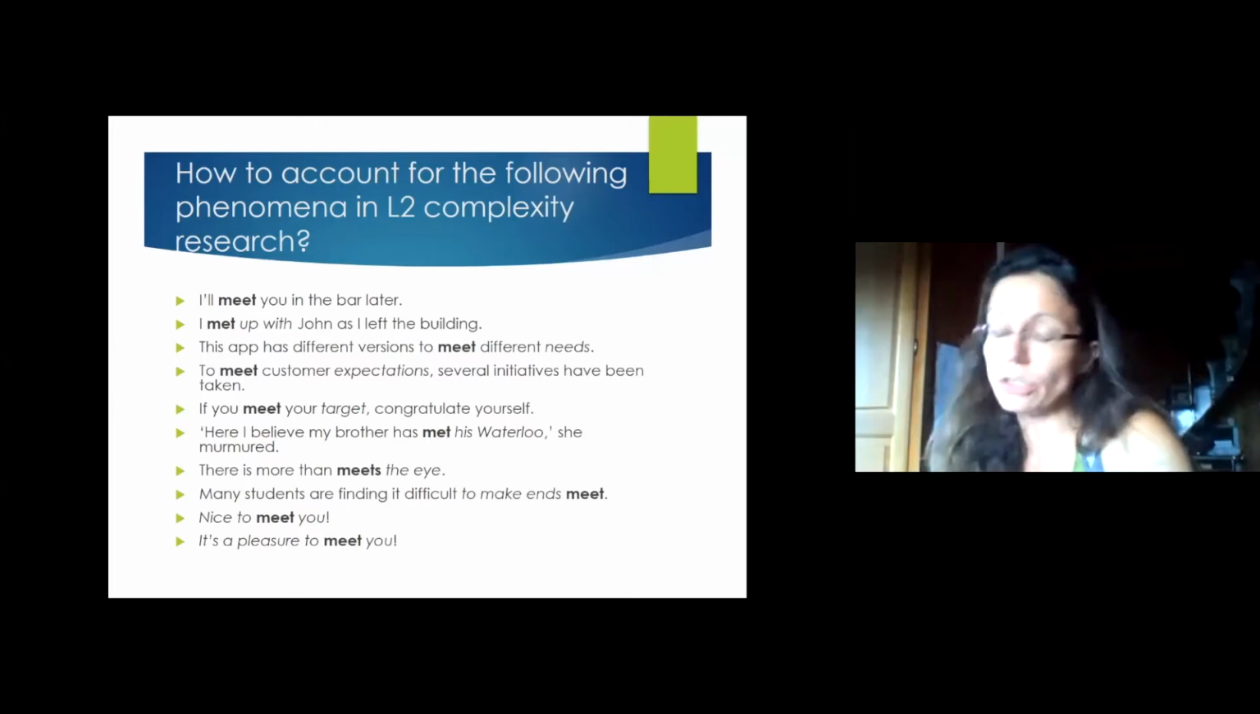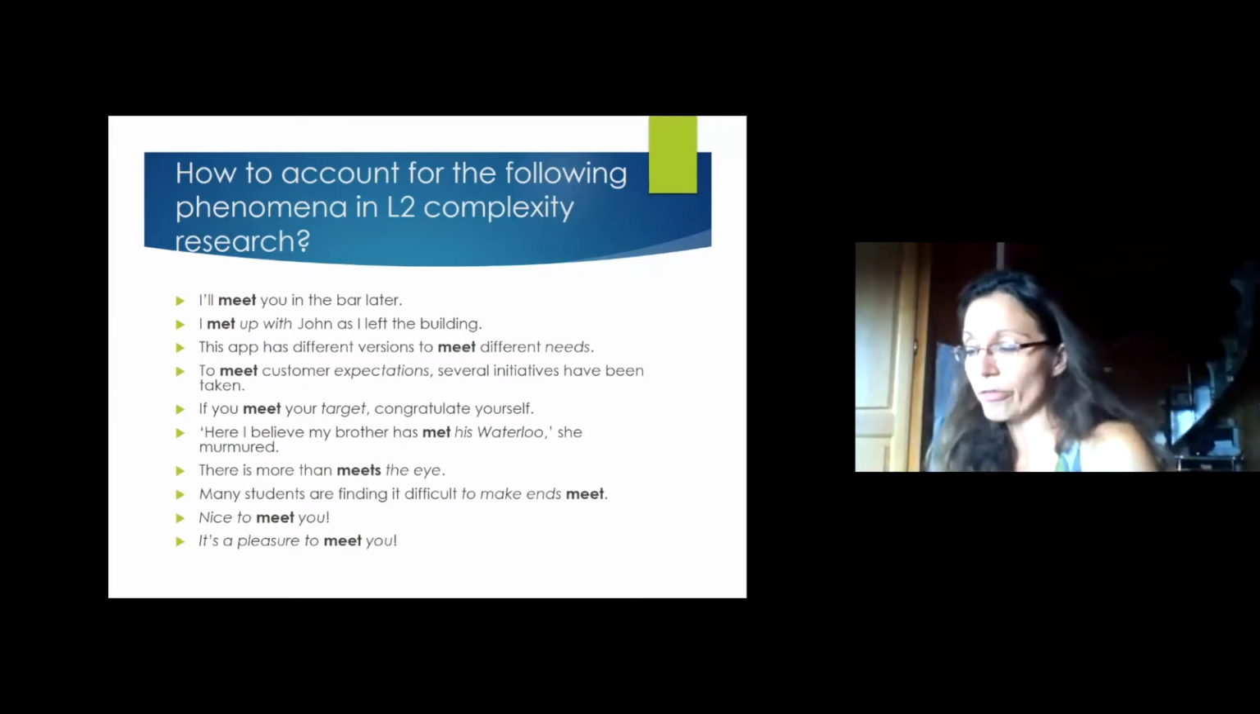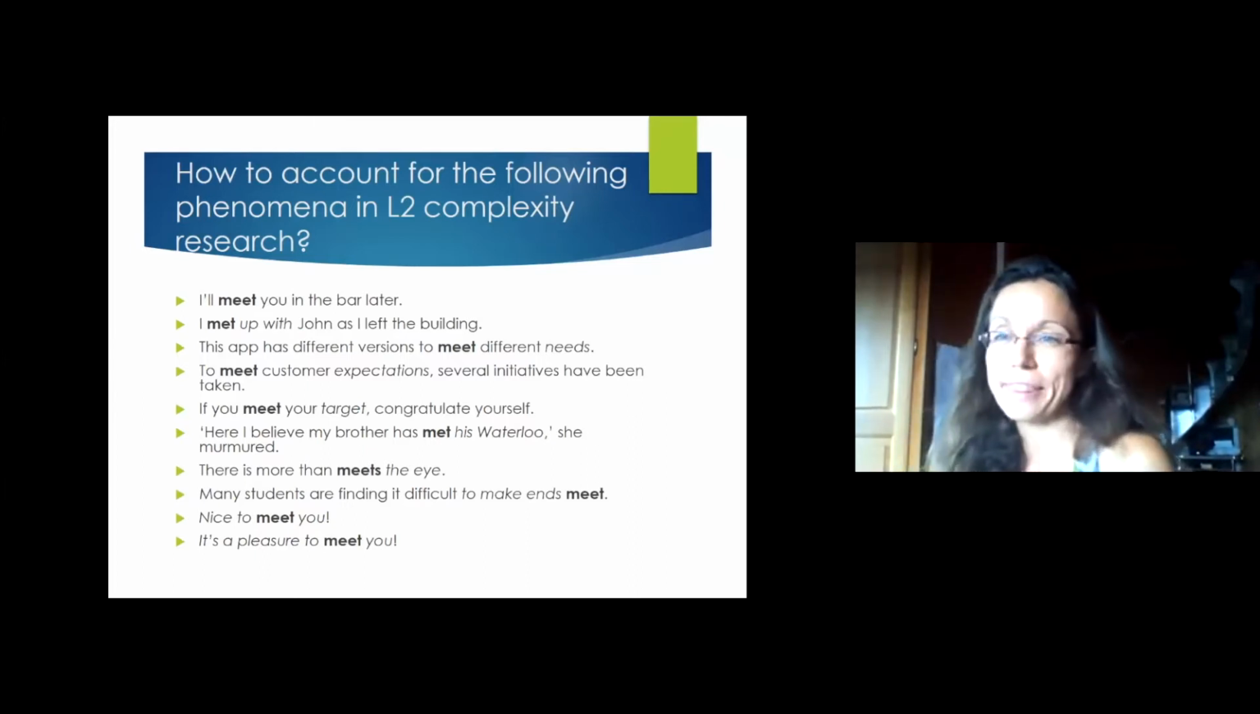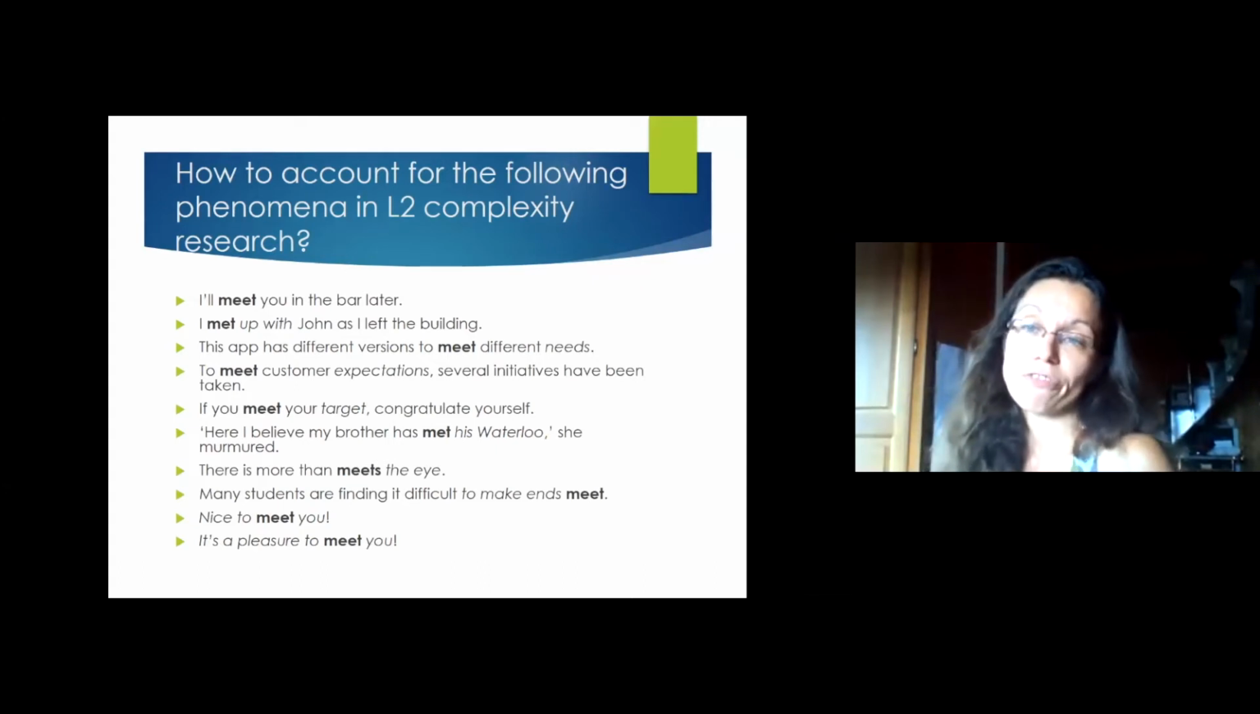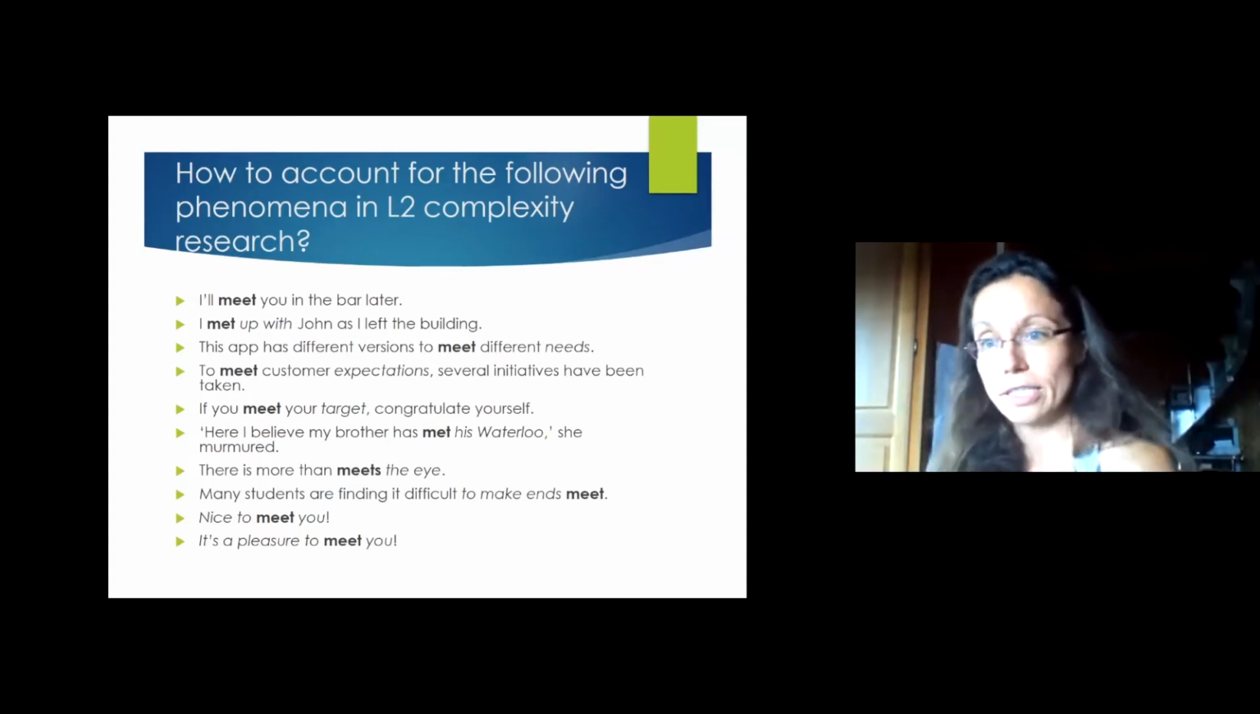The need for measures of complexity that account for how words naturally combine to form conventional patterns of meaning and use is particularly evident from this set of examples. It's a set of examples I've used in several conferences so far, but I think it's really a good set of examples, so I'll keep using it for a while.